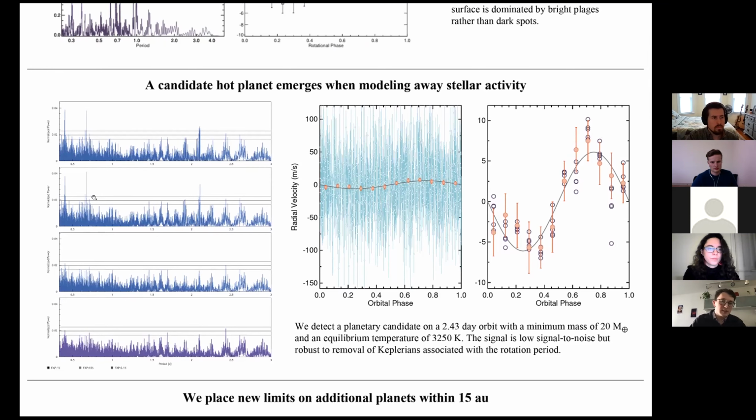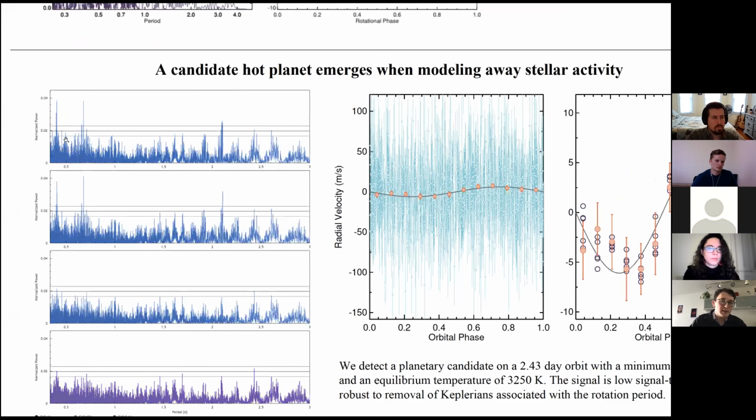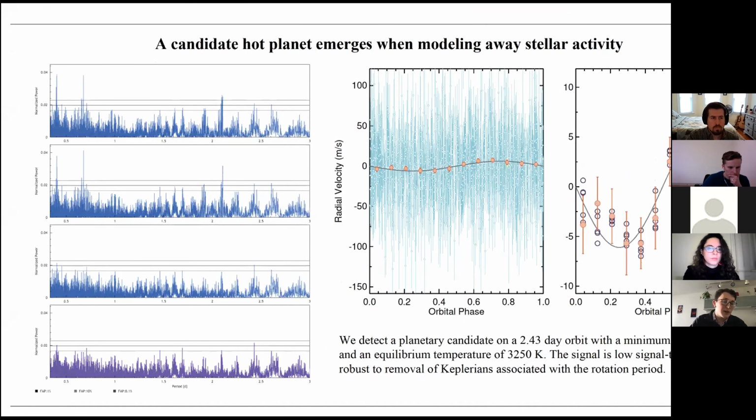And we illustrate the fitting process in this figure here, where each periodogram corresponds to the data after removing a Keplerian signal corresponding to either the rotation period or one of its aliases. And we see that it does remove this rotation period, along with its peaks corresponding to its aliases, quite well. And throughout this process, there's really only one peak that goes unchanged, located here at 2.43 days.